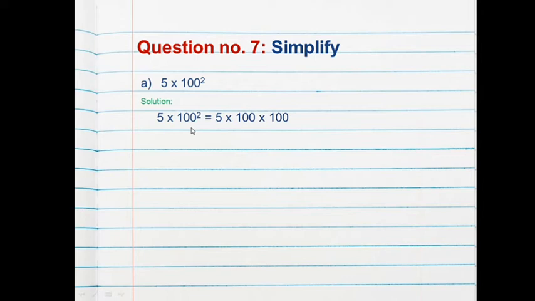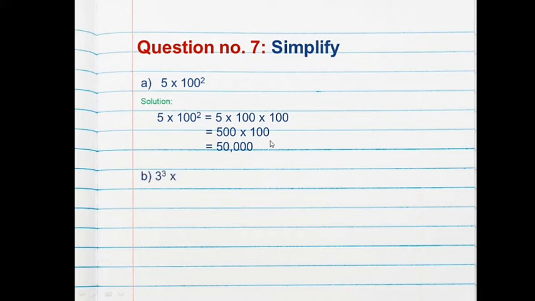So 100 raised to the power 2 is given. It means we will multiply this 100 with itself 2 times. So we can write this expression as 5 into 100 into 100. Now simplify it. 5 into 100 will be 500 and then into 100. So first multiply these two numbers. We got 5 into 100 as 500. Now we will multiply 500 with 100. So we will get 50,000. So this is how we have to simplify a given expression.